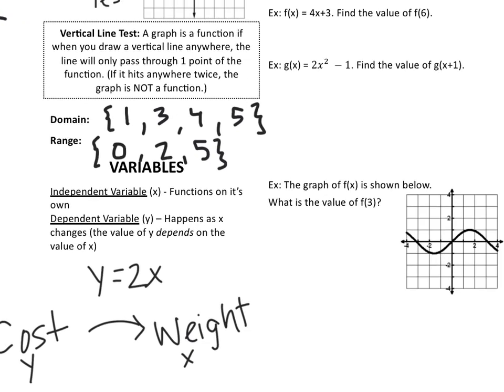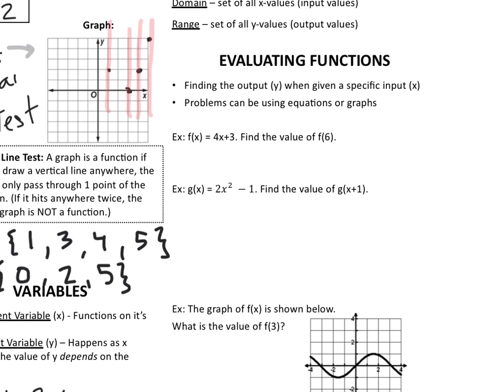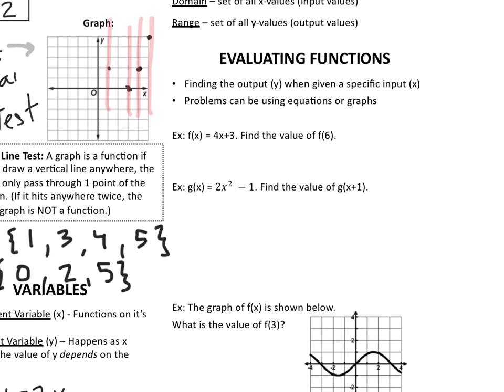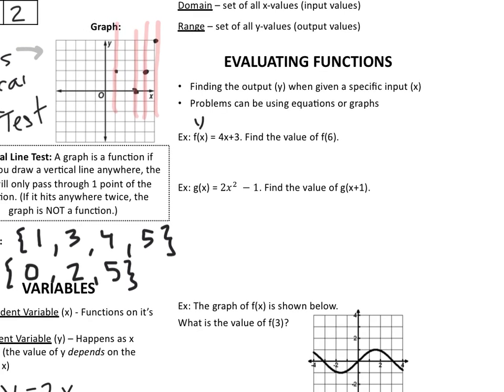Last thing for this chapter is evaluating functions. Evaluating functions is finding your output, which is y, when given a specific input x. And so this could be in an equation. It could also be in graphs. We're going to do an example of each. So let's say you have the function f of x, which we know is the same thing as y. So that can always be replaced with y.